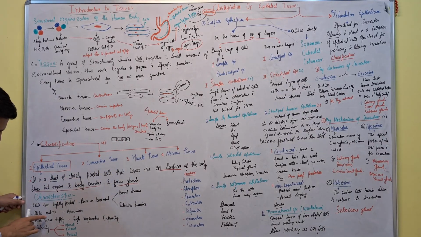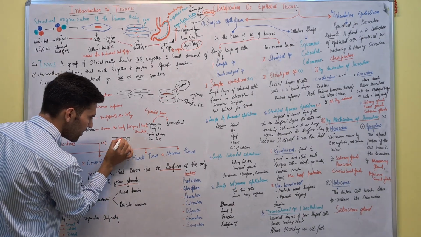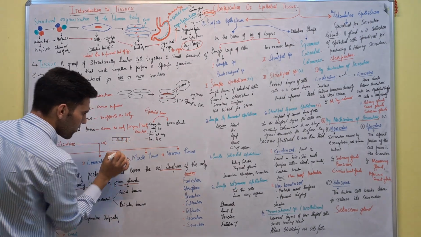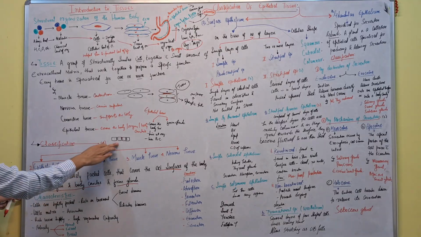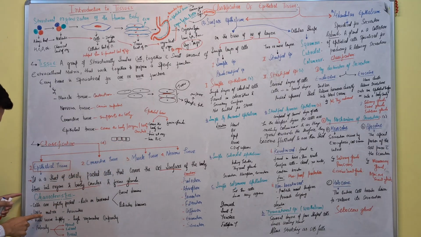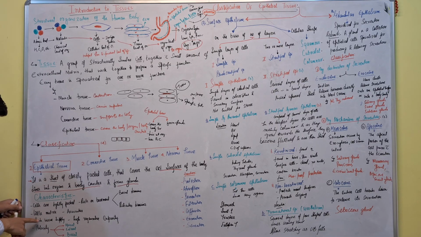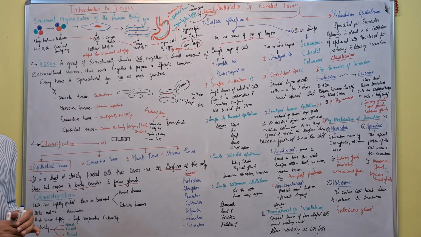Second, they have a little extracellular matrix. When cells are close to one another, there is less space for extracellular substance and extracellular matrix. So there is a little extracellular matrix. Third, they are avascular. Avascular means they have very low blood supply.